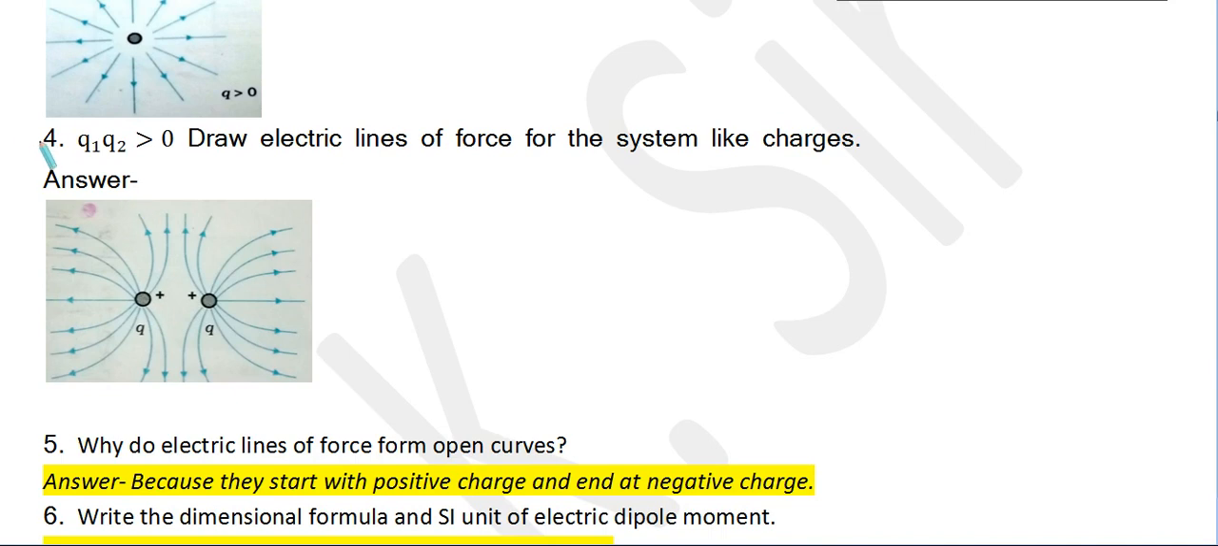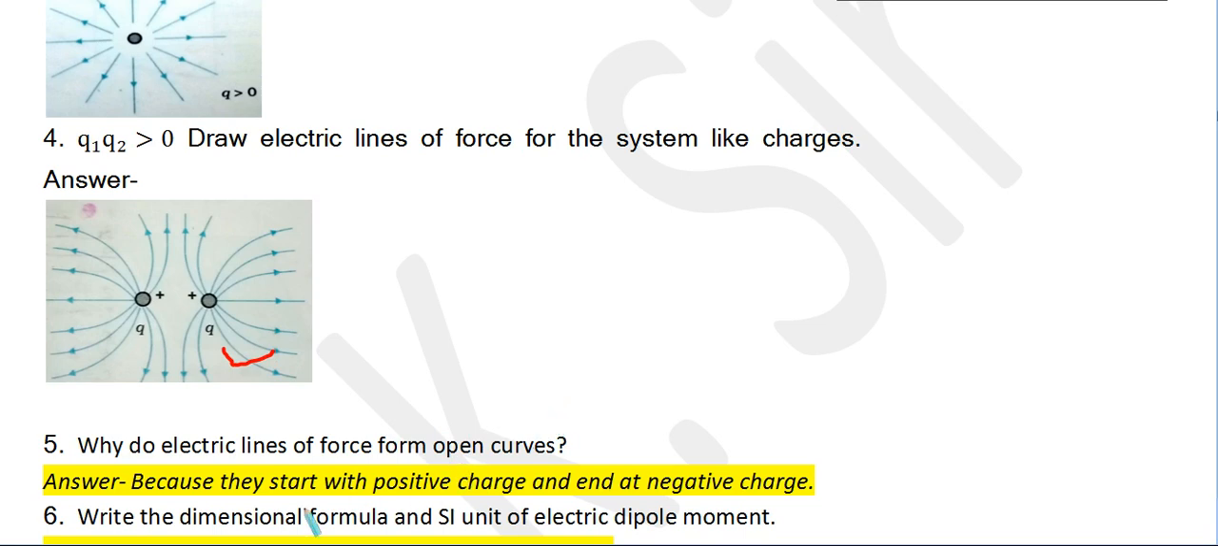Question number 4. Q1 Q2 greater than 0, draw electric lines of force for the system of like charges. Here Q1 Q2 is greater than 0, which means both charges have the same sign, that is plus plus or minus minus, and this is the electric field lines.